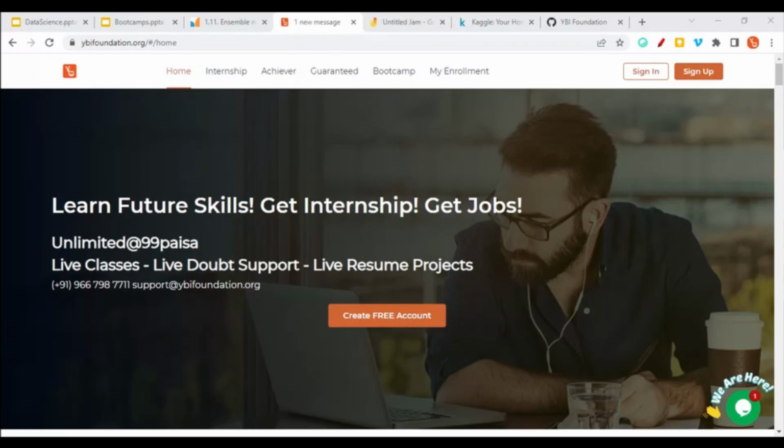Today's bootcamp is all about learning the winning model. The topic itself seems very exciting. Like, are there any specific models which always win or those have the highest probability or chance to win?